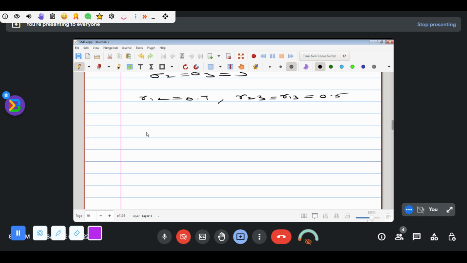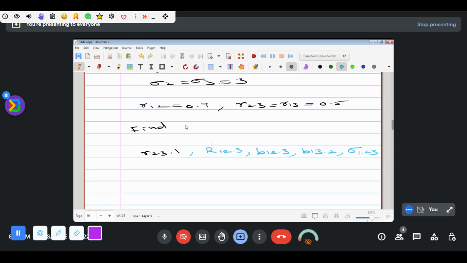Then what is the question here? Find R23.1 and R12.3, not R squared, okay, at the end of the result you take the square root, comma, P12.3, comma, P13.2, comma, sigma 1.23. This is the question, find this.